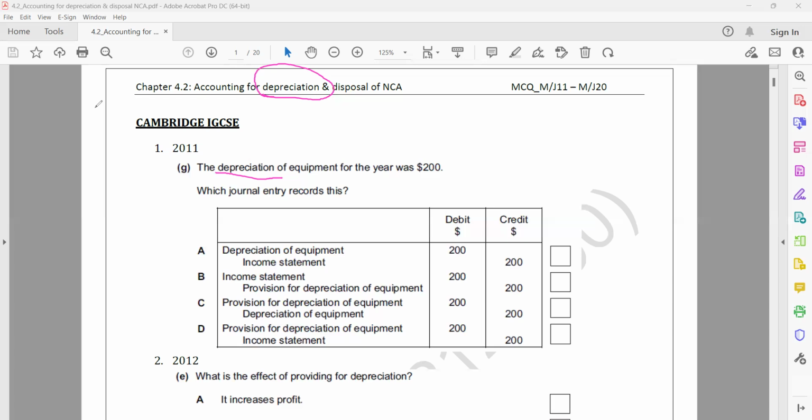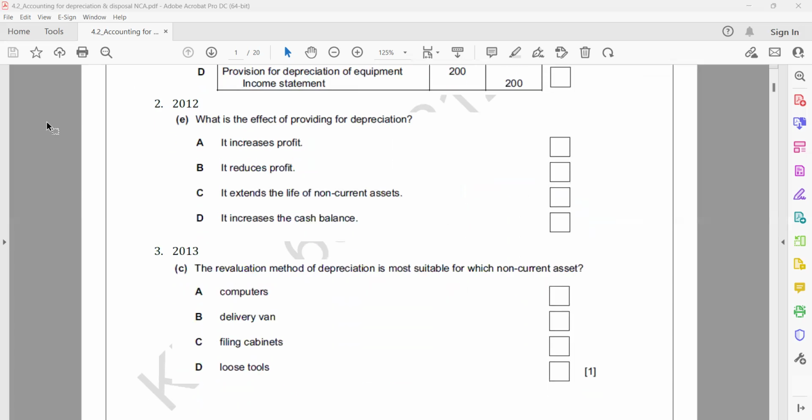Is it B? Yes, the answer is B. Debit income statement, credit provision for depreciation. Okay. What is the effect of providing depreciation? Your double entry is debit income statement, credit provision.